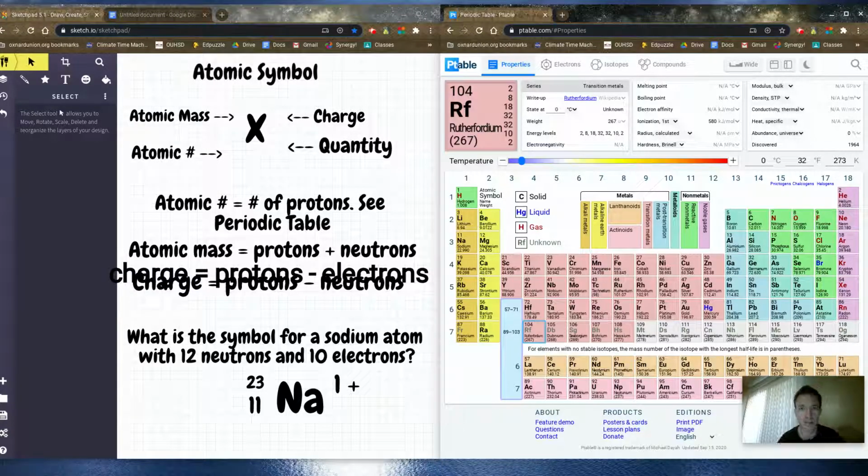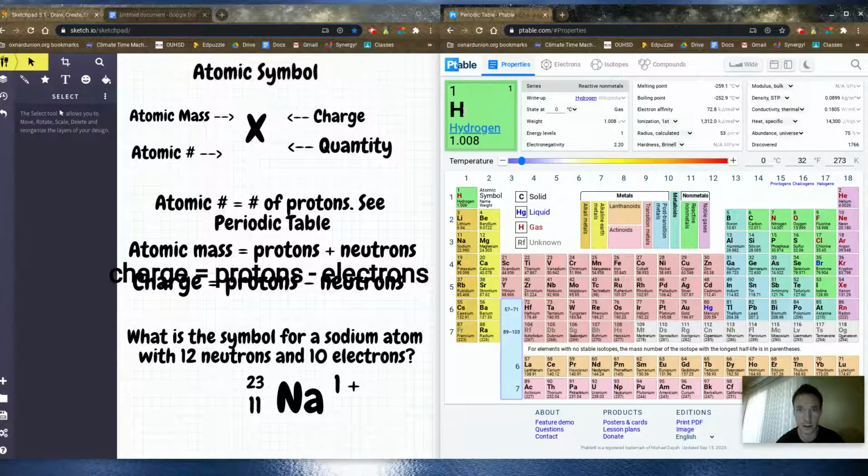Calculating mass and charge and representing it for an atom. Okay, here's a periodic table. ptable.com is a great one to go to because it has a lot of information for you. Now, how elements are represented on the periodic table. Here's an example of hydrogen. You can see it right here at the top left.